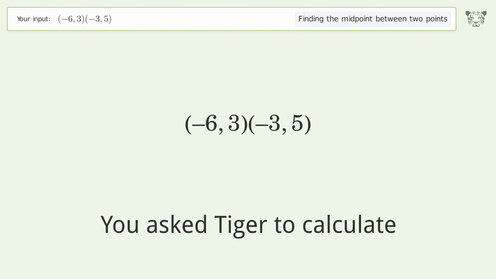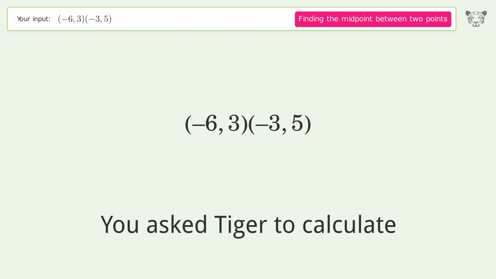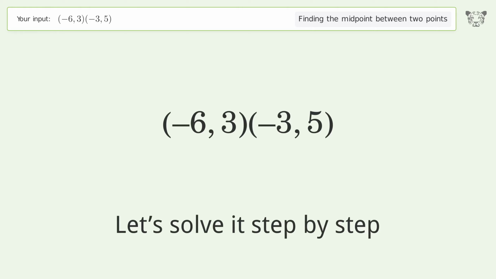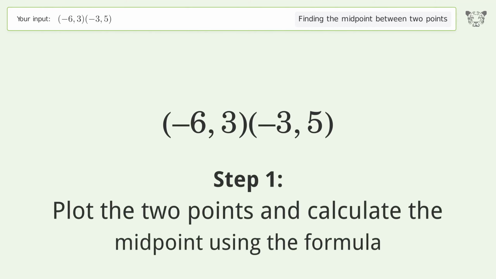You ask Tiger to calculate. This deals with finding the midpoint between 2 points. The midpoint between the 2 points is negative 4, 5.4. Let's solve it step by step. Plot the 2 points and calculate the midpoint using the formula.